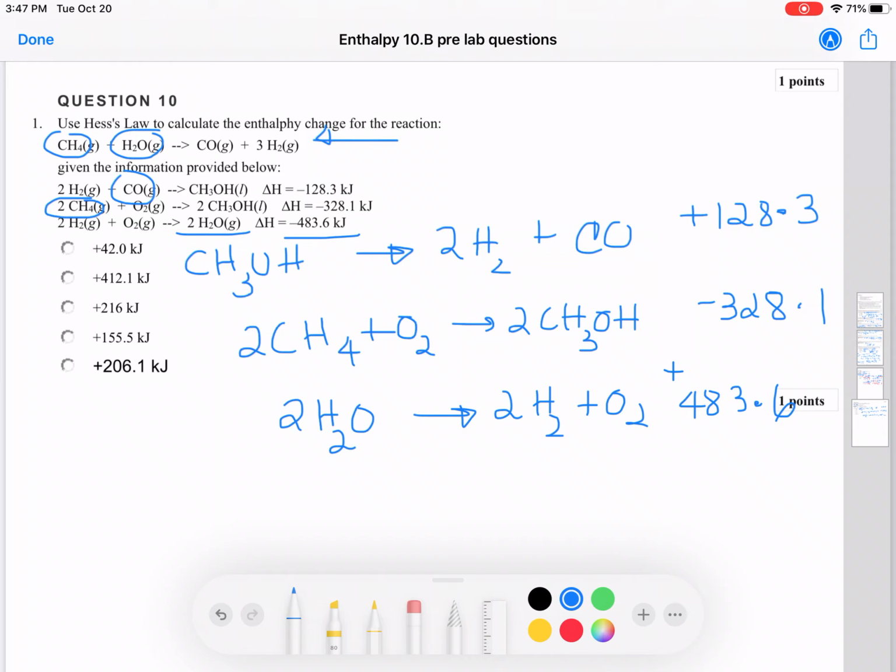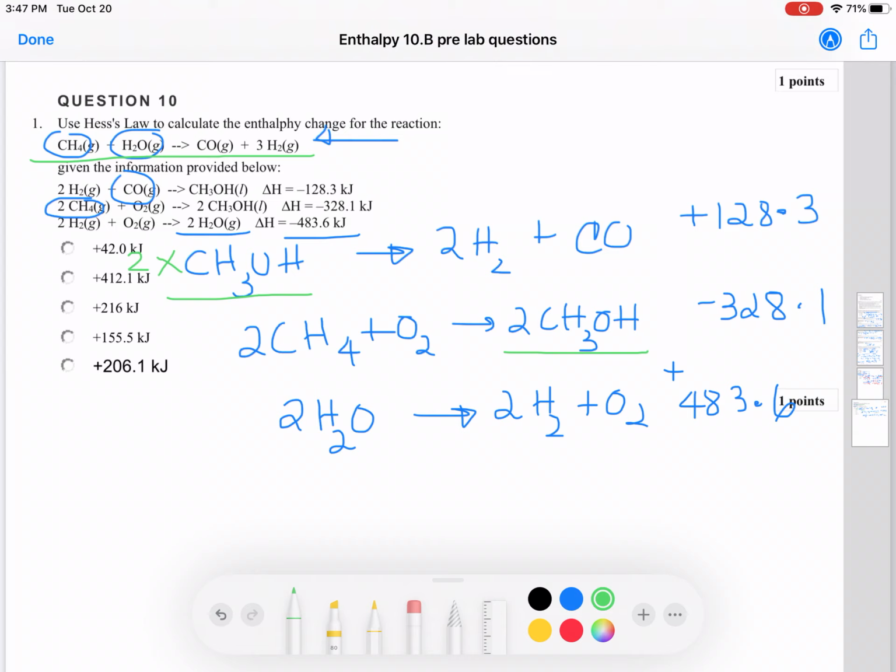Now, you see here we have 2 methanol right there. But methanol is not in our target reaction. We don't have any methanol here. So we want to get rid of methanol. We have 2 methanol in the second reaction. We have only 1 methanol in our first reaction. So what do we need to do to match them up? We need to multiply this whole reaction by 2.